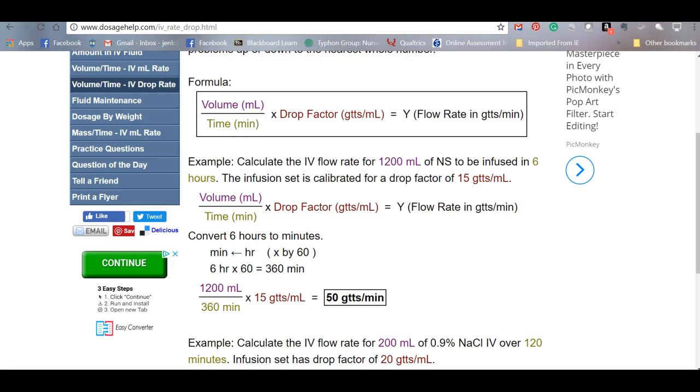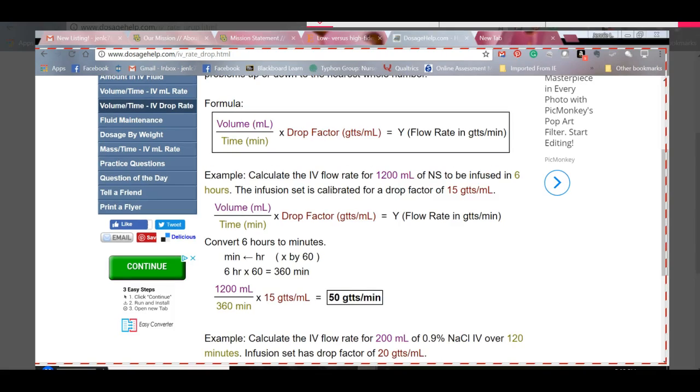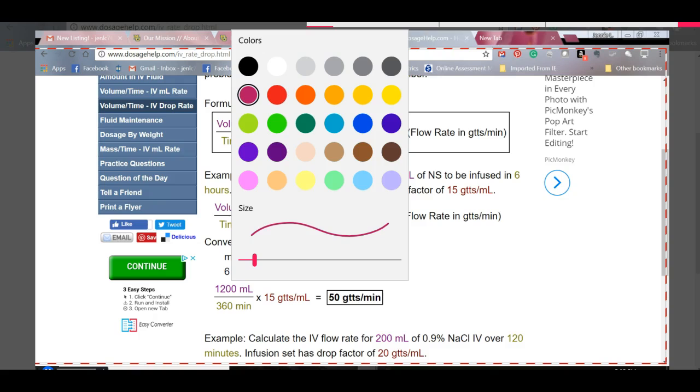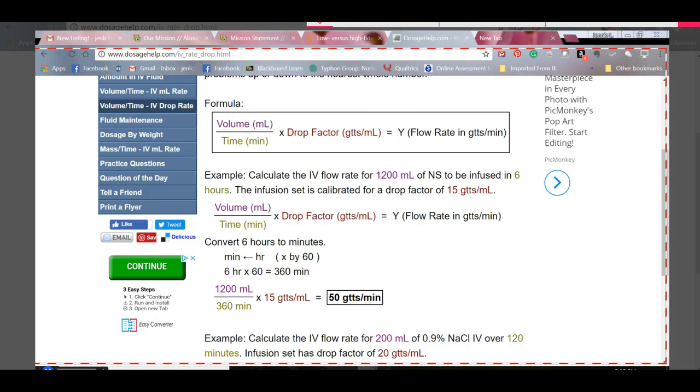I'm not going to show the quiz except for the last question. But first let's try to figure out the drop factors here. Let me just get my screen working so I can write on it. All right. Okay. Got to make it pretty color.